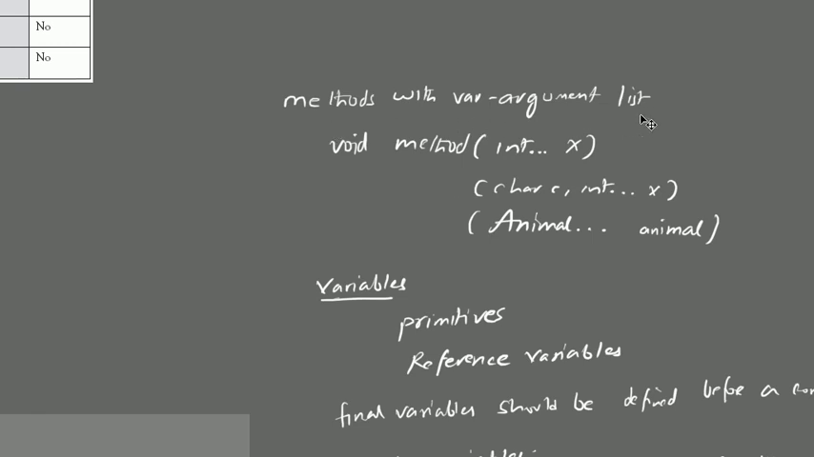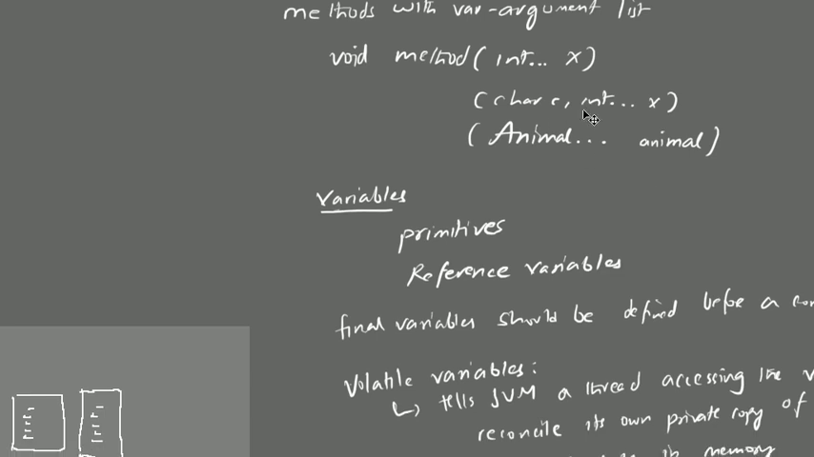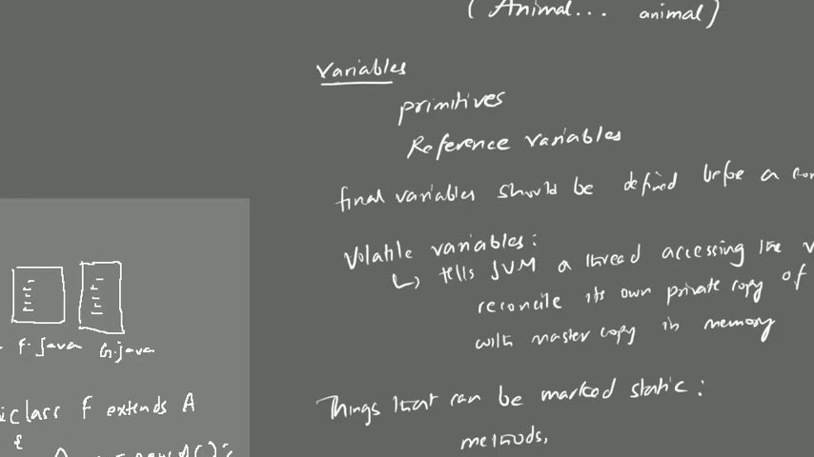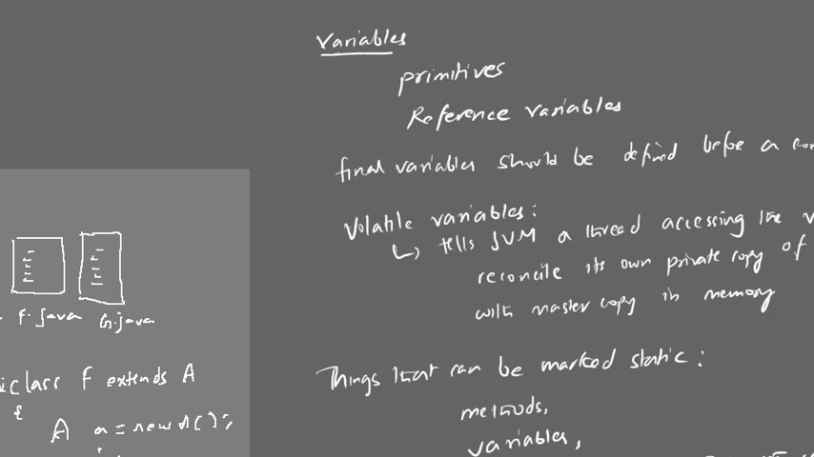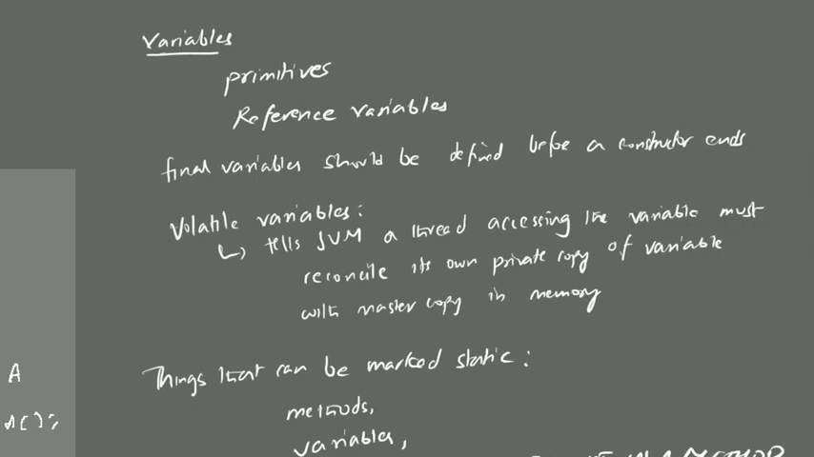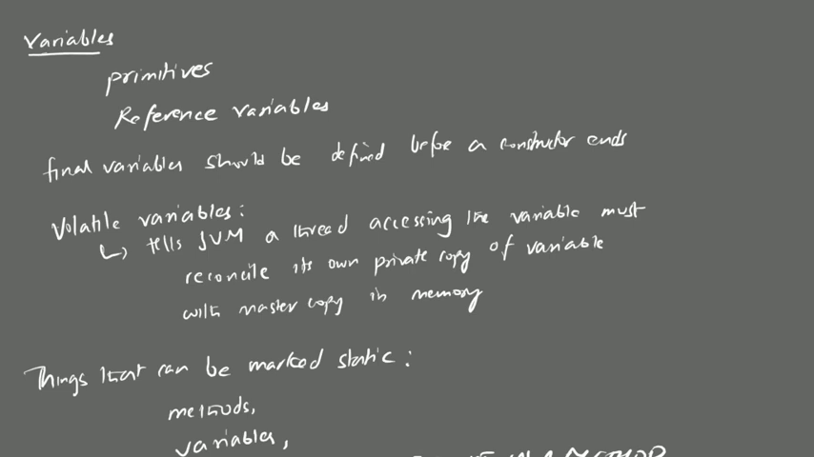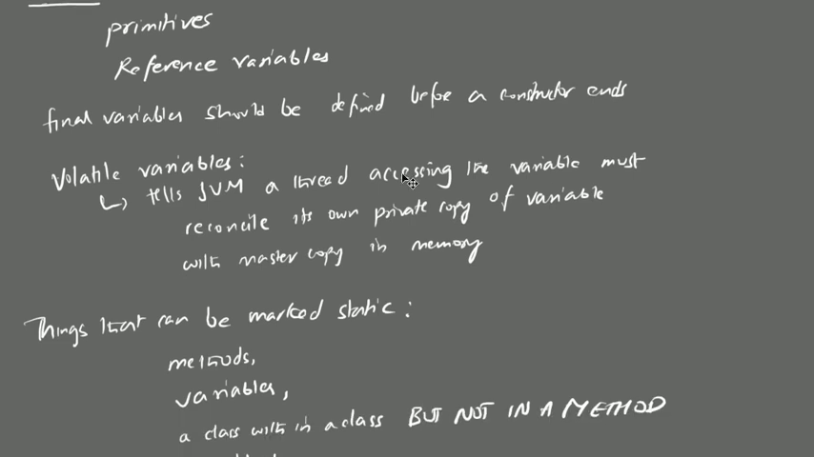Methods with variable argument lists. This is how you would declare it: type, which could be a simple type or a complex type, three dots, followed by a space, followed by the name of the variable, and this should be the last variable in a list of method arguments. Variables could be primitives or reference variables. Final variables should be defined before a constructor ends.